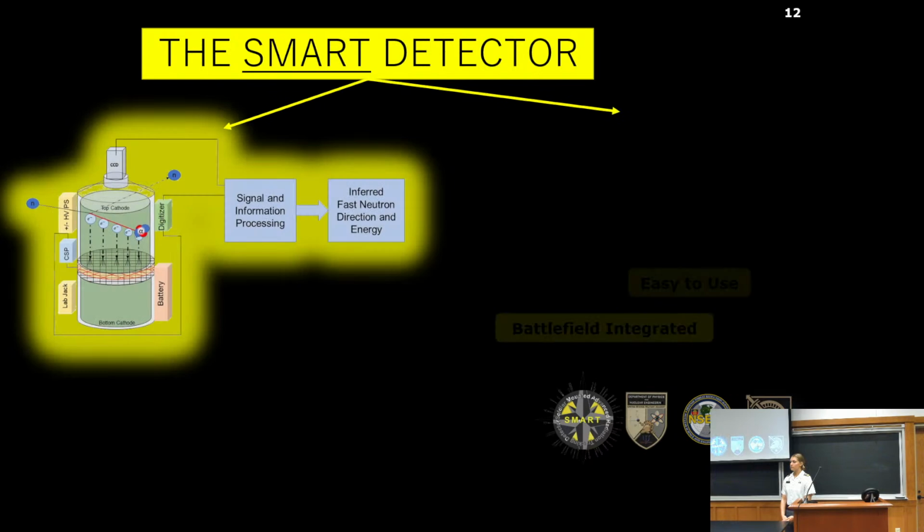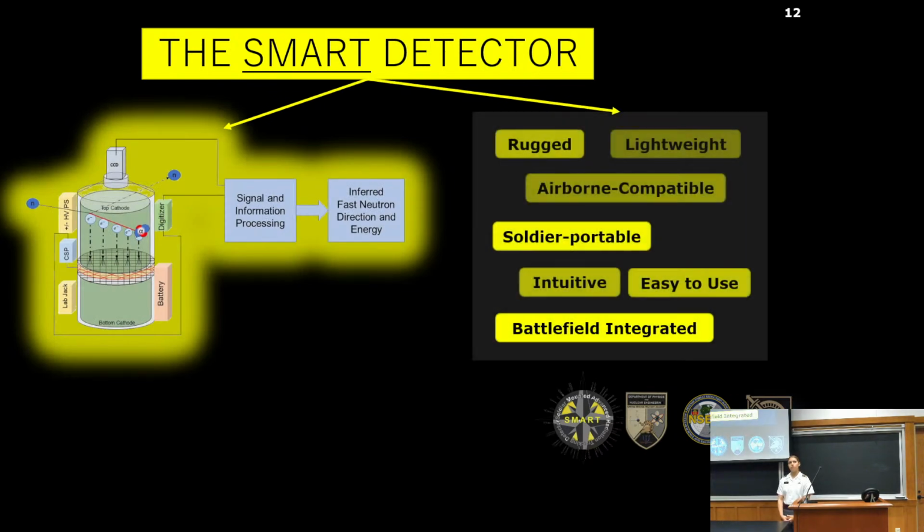So the biggest issue right now is to be able to take all the signal information processing, put it on the warfighter, and allow us to be rugged, lightweight, portable, and hopefully in the future airborne capable. So that's kind of what we're doing. Our big focus for the SMART detector is taking both of these together, putting it in assembly, giving it to the warfighter, and training them to use it.